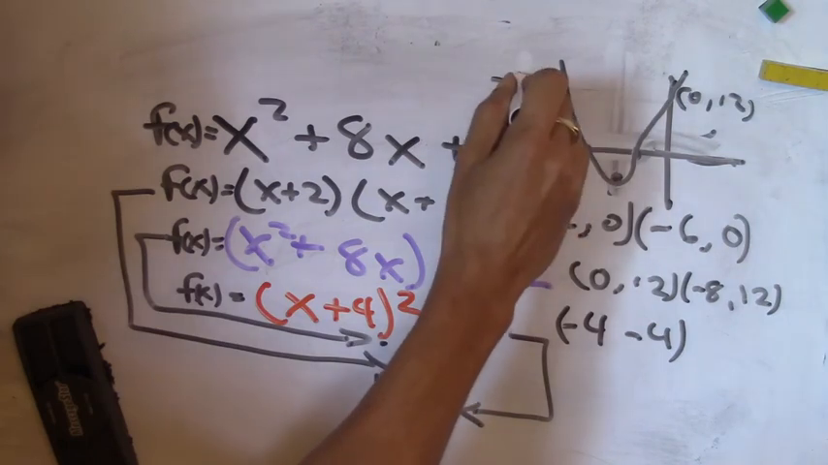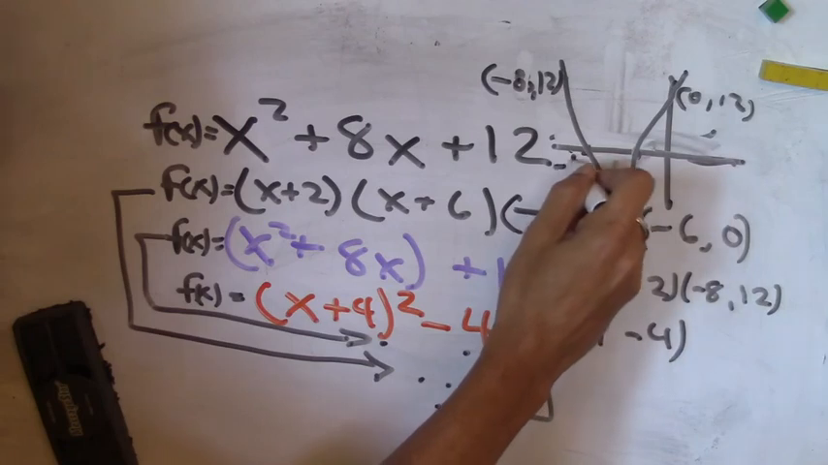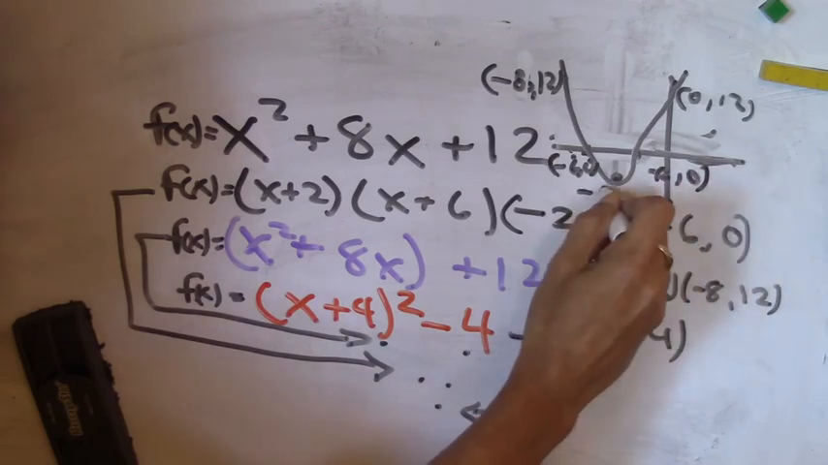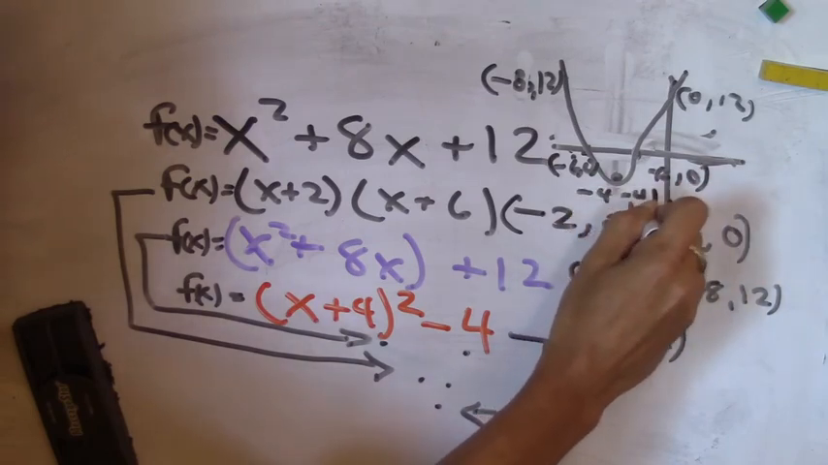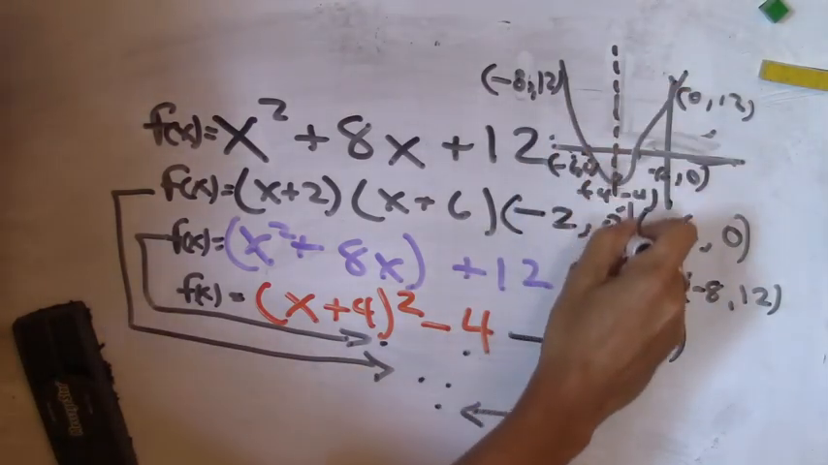Oh, jeez. My writing. And then what's that? That's negative 6, 0. That's negative 2, 0. And that's negative 4, negative 4. There you go. All right. Oh, and I could put an axis of symmetry in there just for fun.